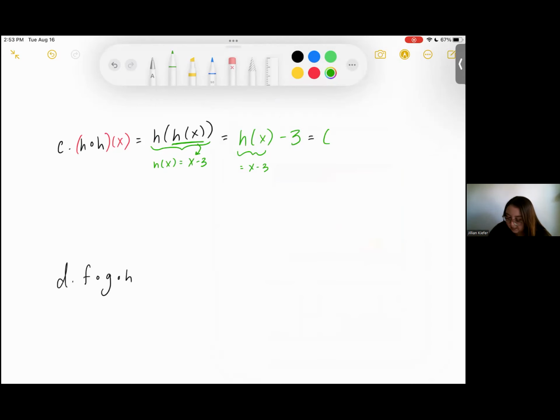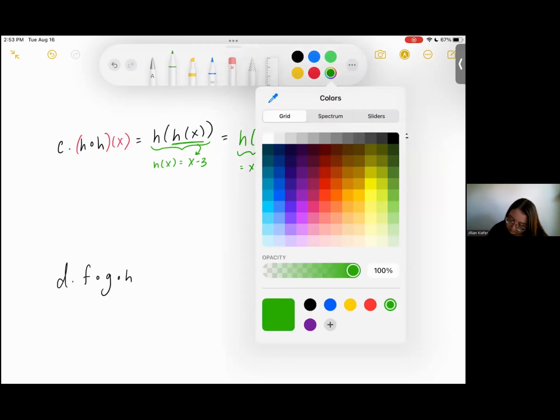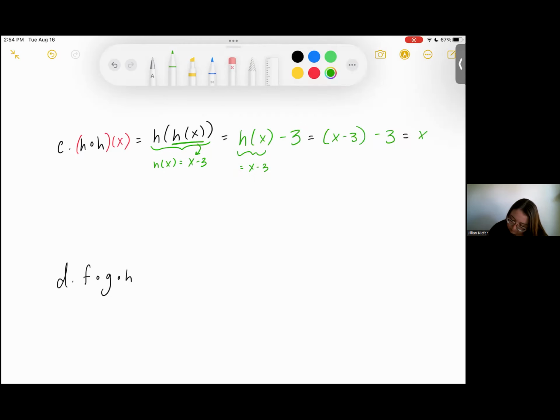So replacing it again gives us x minus 3 minus 3, which now we can simplify because this is x minus 3, which is equal to x minus 6.